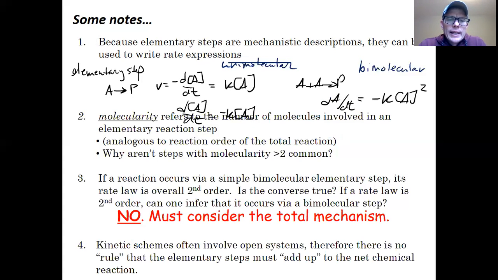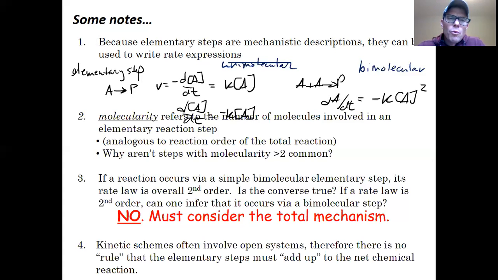Last but not least, kinetic schemes often involve open systems. Open systems can transfer mass or energy. Therefore, there's no rule that the elementary steps must add up to the net chemical reaction. I found through the years that some students are told that this is a rule in a general chemistry class, but in general, that's not true. However, when it does happen, it does make your life a little bit easier.